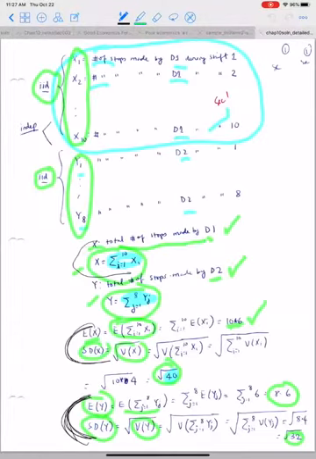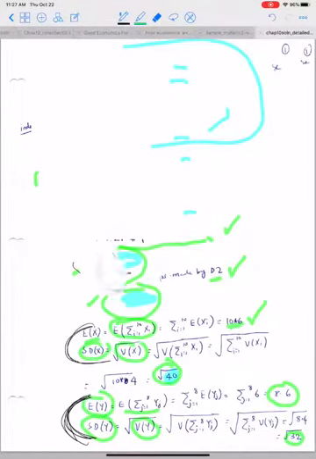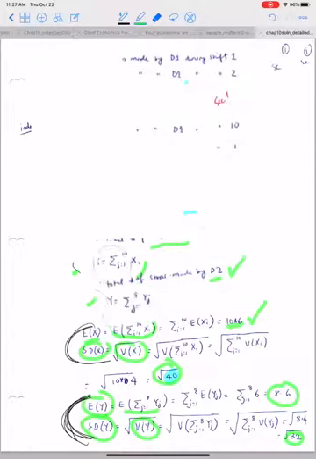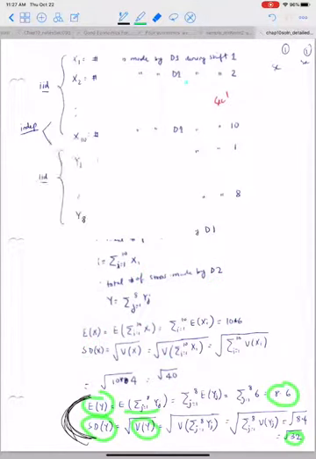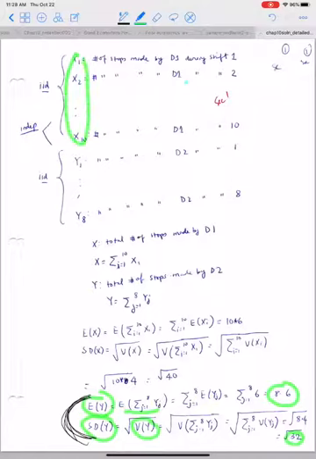So the question is, what are the random variables? Well, the random variables are x1 to x10, which are the number of stops made by driver 1 in each of the 10 shifts, and y1 to y8, the number of stops made by driver 2 in each of the 8 shifts. X is the total number of stops made by driver 1, x equal to the sum of x1 to x10. Y is the total number of stops made by driver 2, y equal to the sum of y1 to y8.